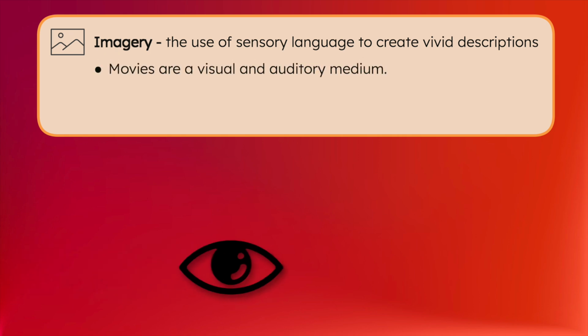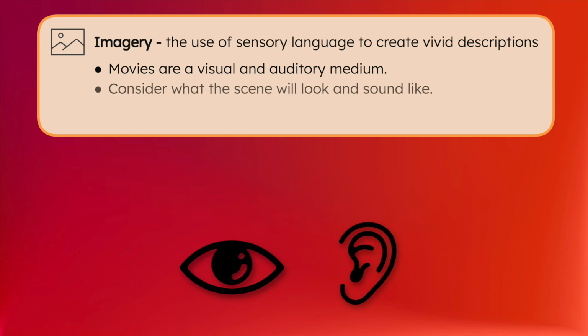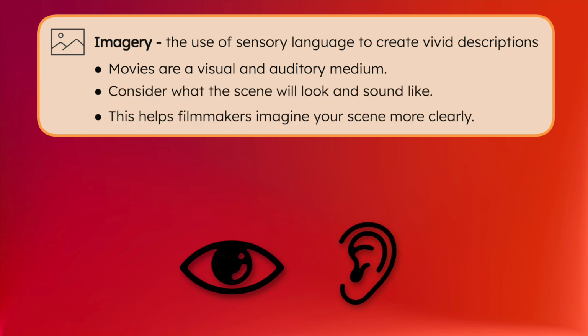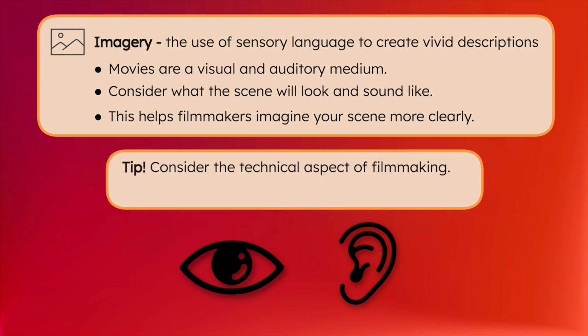Movies are a visual and auditory medium, so when we're writing a screenplay, we want to consider what the scene will look and sound like. This can help the filmmakers imagine your scene more clearly and bring your vision to life. You may also want to consider the technical aspect of filmmaking. Consider describing key special effects that might be used, or any music or sound effects you think would enhance the scene.